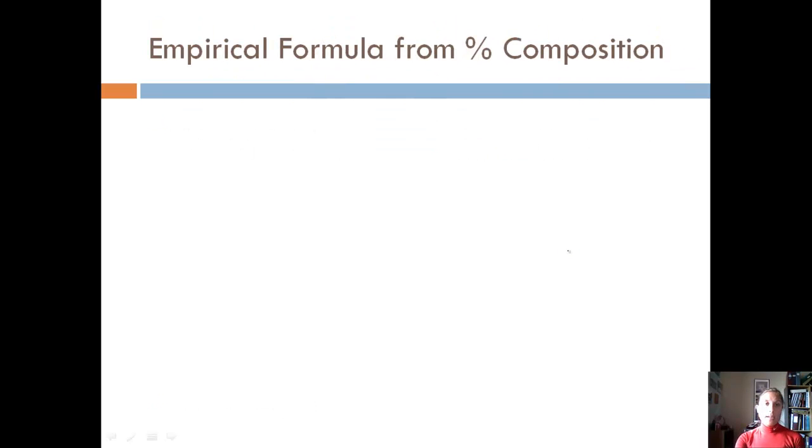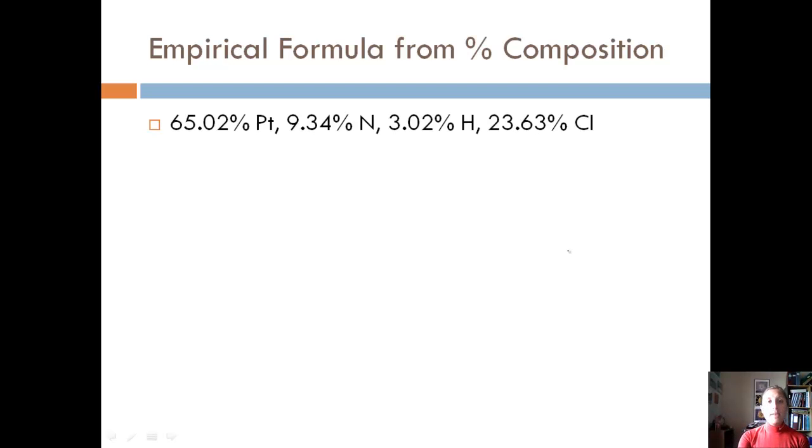We have one other way to calculate empirical formula, and this is based on percent composition, which we just talked about in the previous section. So let's say we have these percents by mass of the 4 following elements: platinum, nitrogen, hydrogen, and chlorine. This compound composed of these 4 elements is called cisplatin. It's just the common name.